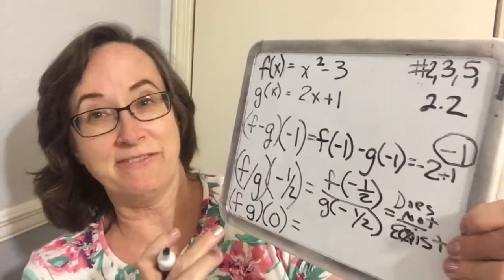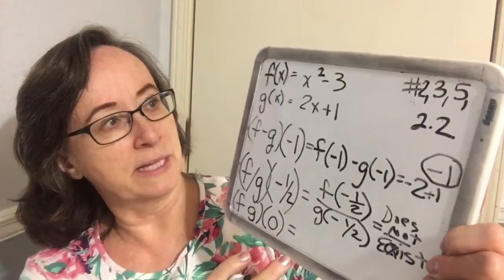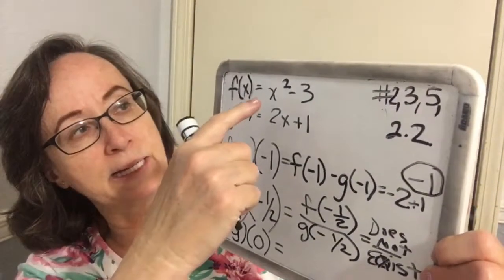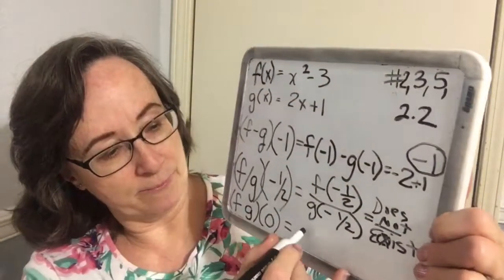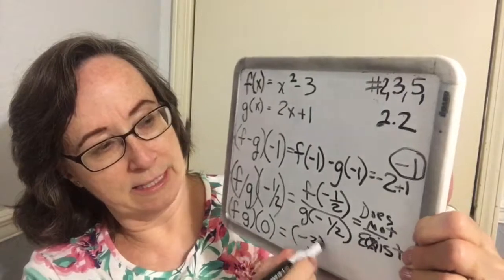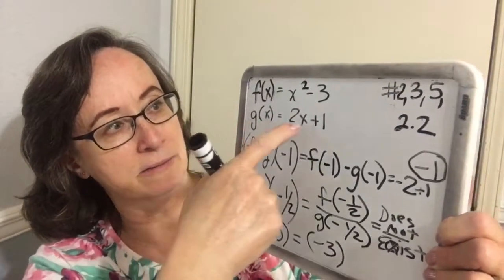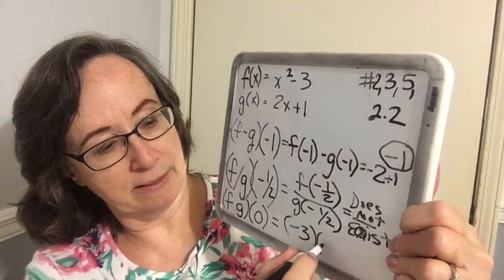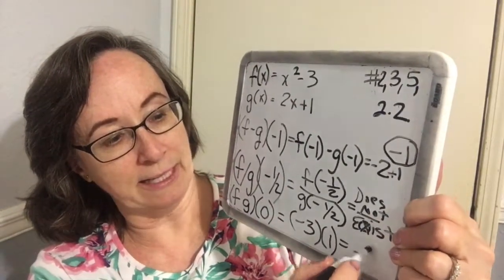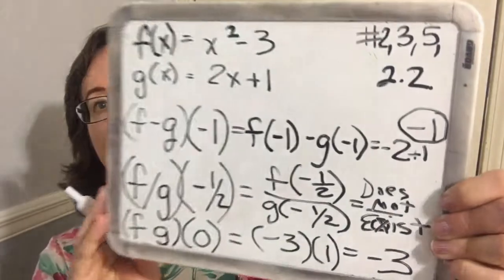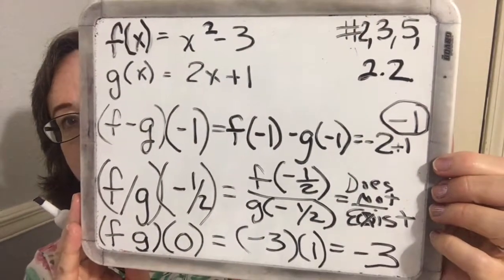So then we have f times g of 0. So when we plug in f of 0, we're going to get a -3. And g of 0 is going to give us a 1. And -3 times a 1 is a -3. And there you have it.